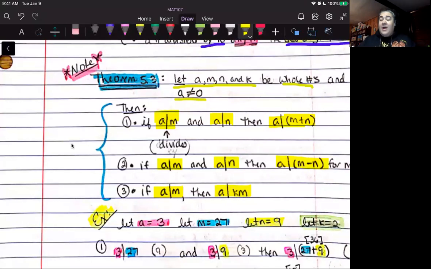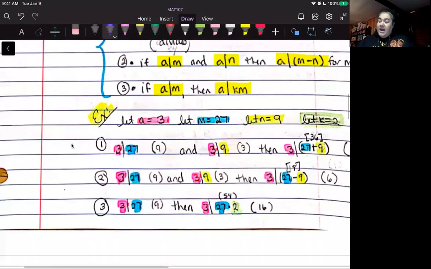So it's good to remember that because you will see later how we apply it to some of our divisibility rules. That's why it's important for you to note this Theorem 5.3, because the theorem states that these relationships exist. So let's look at an example of that. If we let a be 3.